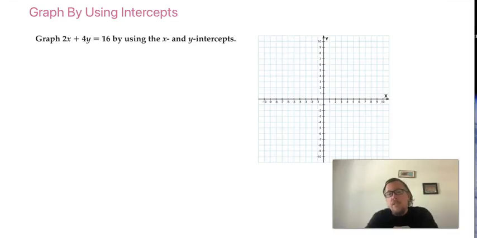So in our last two lessons, we talked about intercepts, one that we found by looking at a graph and another we found by looking at the table. And this time we're going to find the intercepts on our own and use them to do a graph.